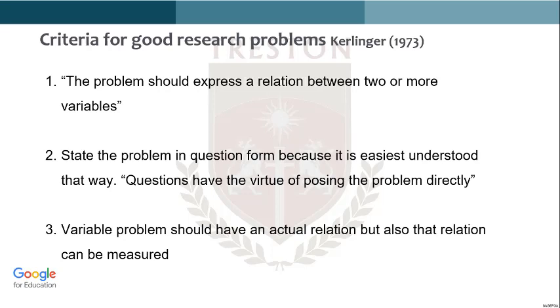So as you can see here, provided by Kerlinger in 1973, the criteria for good research problems. First, the problem should be expressed as a relation between two or more variables. So it has to have an independent and dependent variable, just like what we discussed in the previous course. It should have two variables at least, one affecting the other, or a cause and effect.